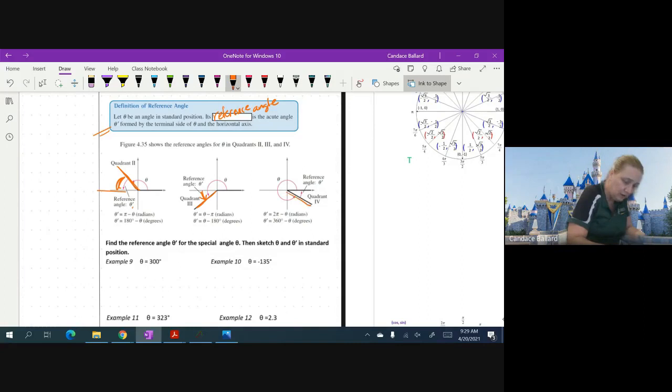And in this one, here's the terminal side. It's the distance in between here. Unfortunately, how we would calculate that reference angle changes depending upon where we're at. So I just kind of use logic with this one, okay?